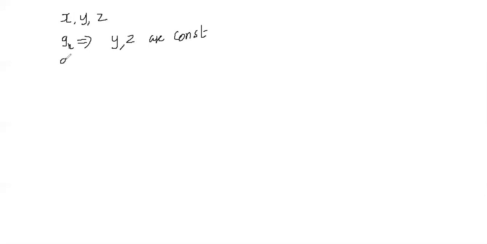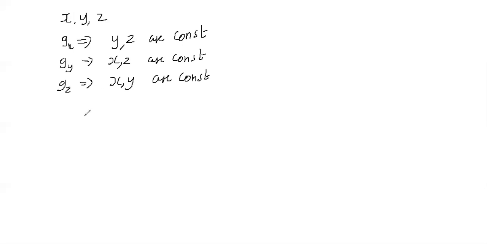Similar case when we are partially differentiating with respect to y. So what will be the constant? x and z are constant. When we are partially differentiating with respect to z, similarly x and y will be constant. So let's see a single sum so that we can understand very easily. See, if we have g equal to xy plus yz plus xz.